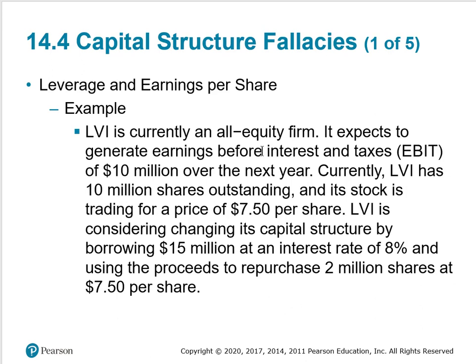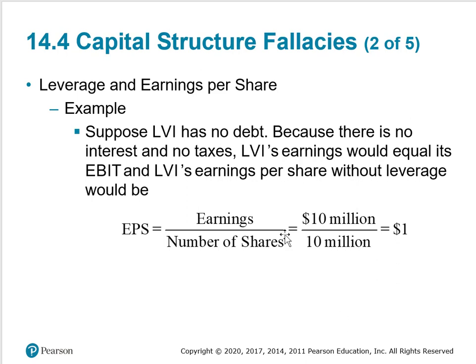So here's a company. We're going to generate some EBIT of 10 million. We have 10 million shares, and the stock price is trading at $7.50. We're trying to decide whether to change its capital structure by borrowing 15 million at 8% and using the proceeds to repurchase 2 million shares at $7.50 a share. So how's that going to work?